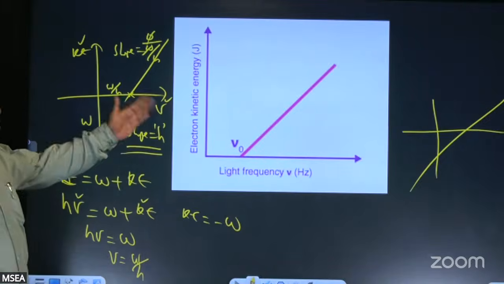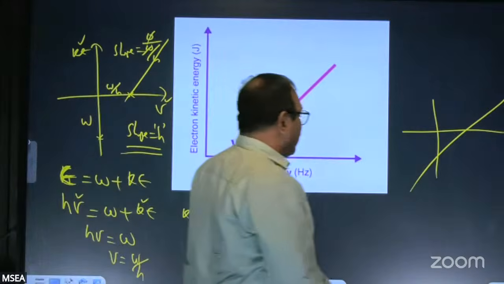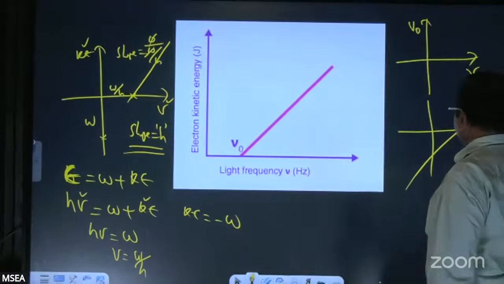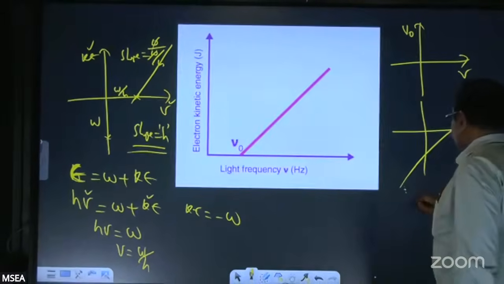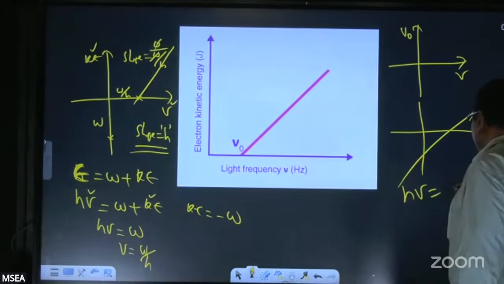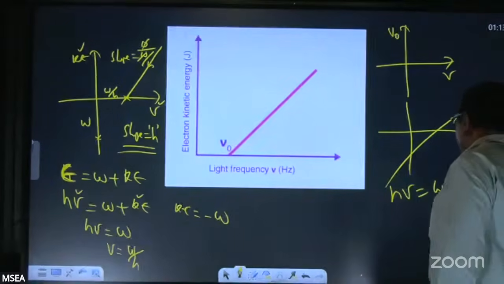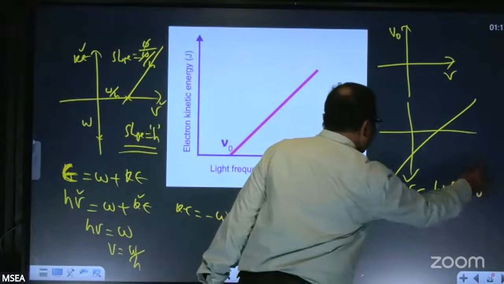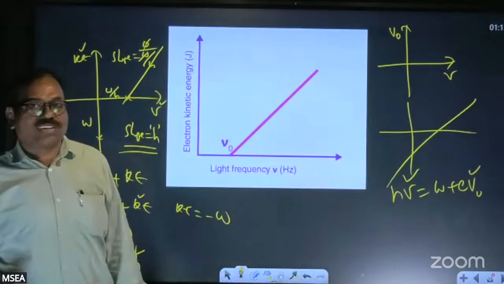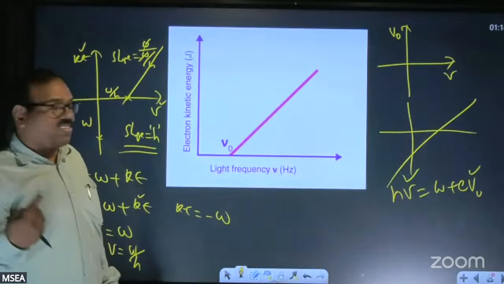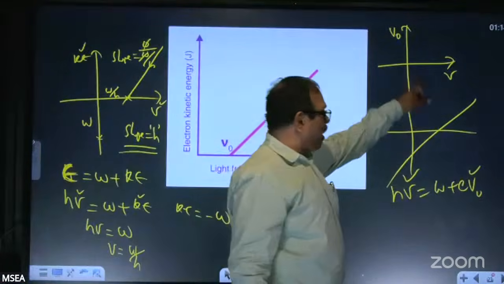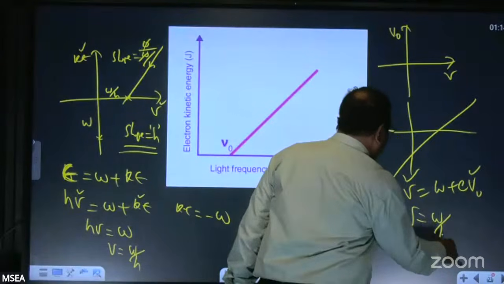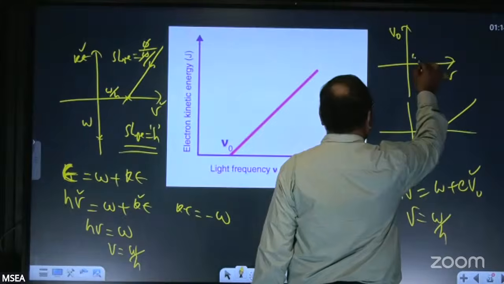Even if they ask stopping potential to frequency, this is stopping potential and this is frequency. Then what can we get? h nu is equal to W plus e V naught. In a similar way, the variables are frequency and stopping potential. If there are two variables and you want to get one, keep the other one zero. If I keep stopping potential zero, I get the frequency, which is W by h.